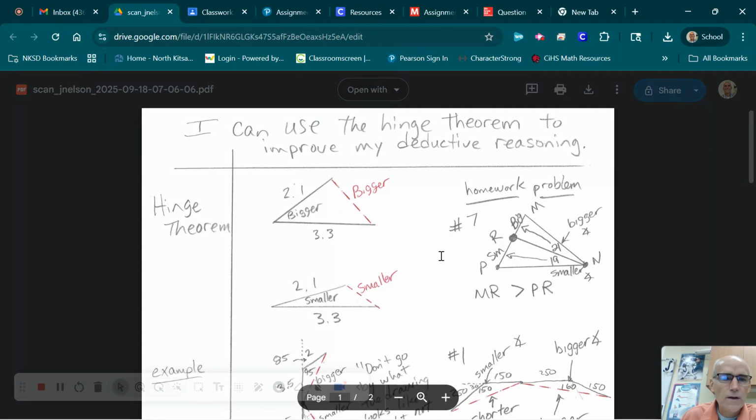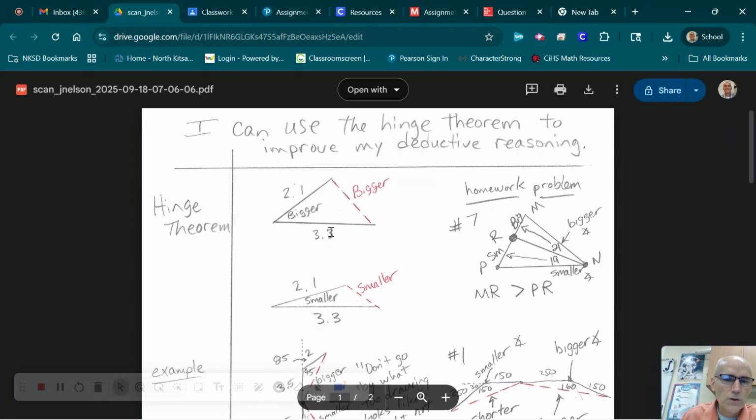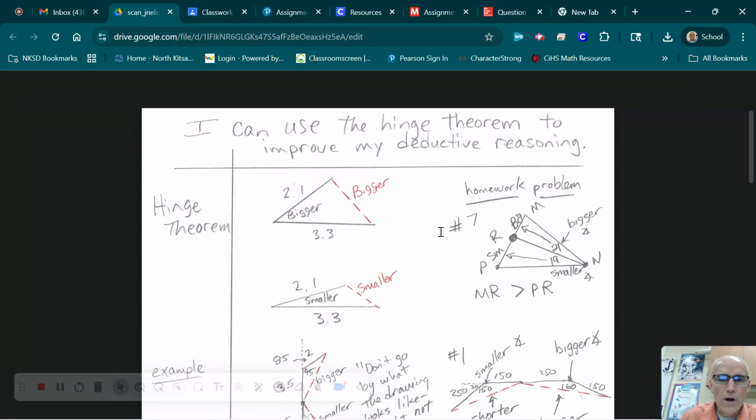This person has the notes that we took off the video, and then they put a homework problem. I really like this. They put a homework problem that's similar to this problem right here. You can see these two triangles were attached to each other, so it looked a little different, and it may have thrown them off initially, but then they figured it out that the smaller sides across from the smaller angle and the bigger sides across from the bigger angle.